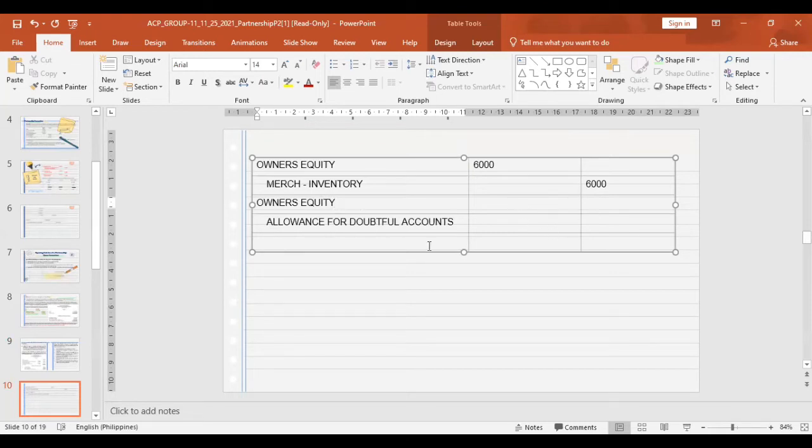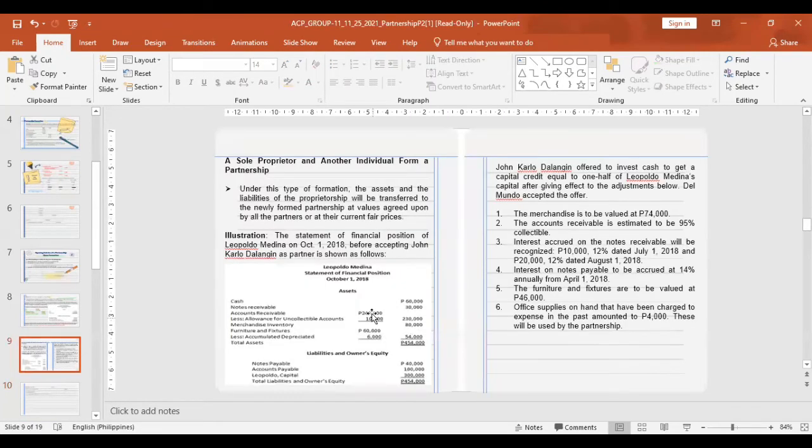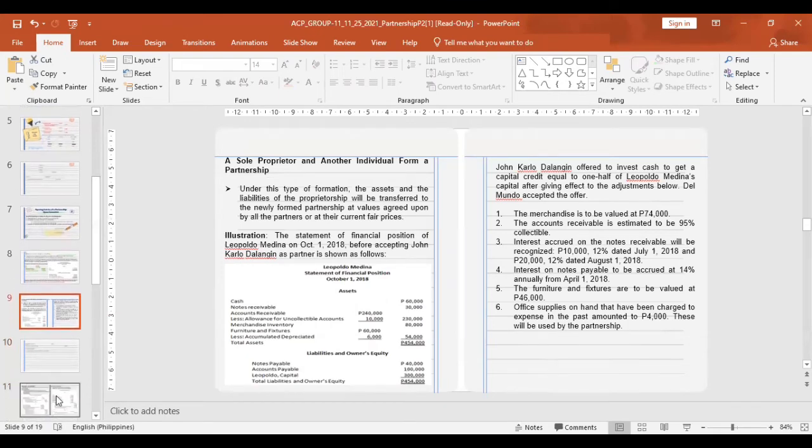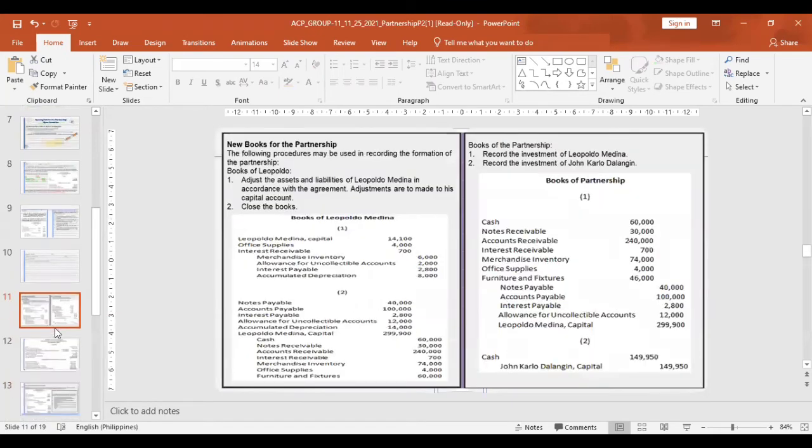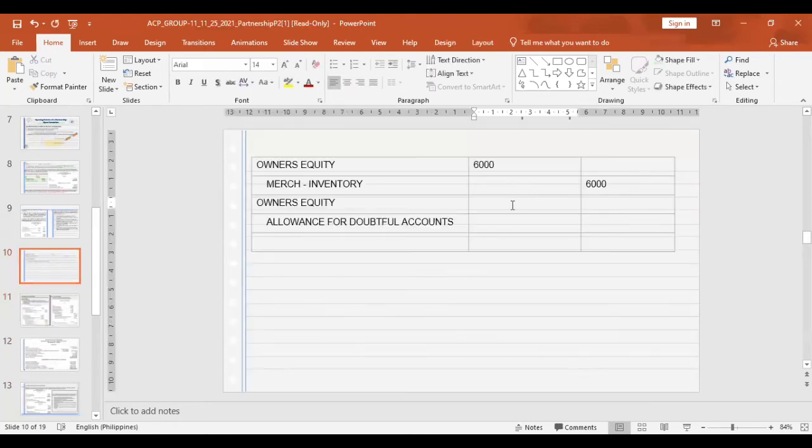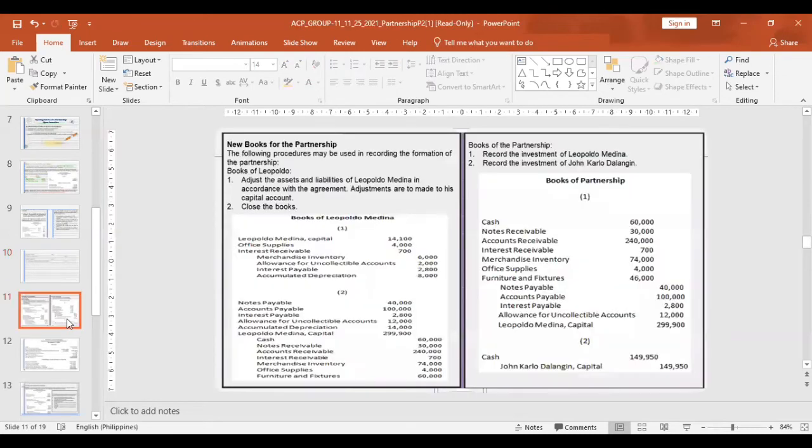So magkano yon? So 240,000 times 5%. So 2,000. Diba? May 2,000 tayo na allowance. 5% ng 240,000. So number 3 naman tayo.